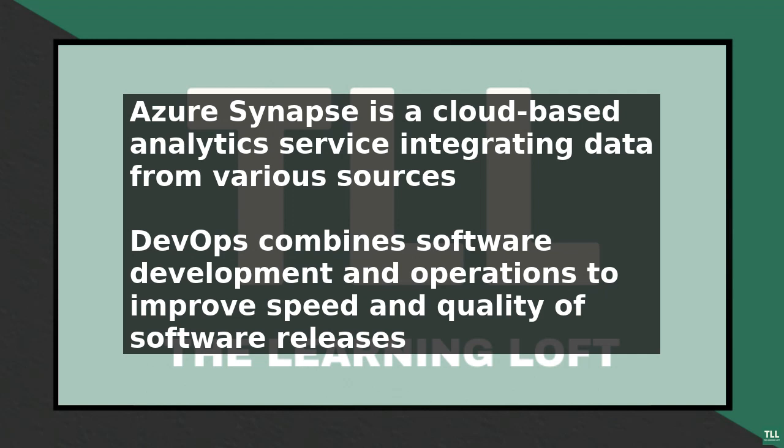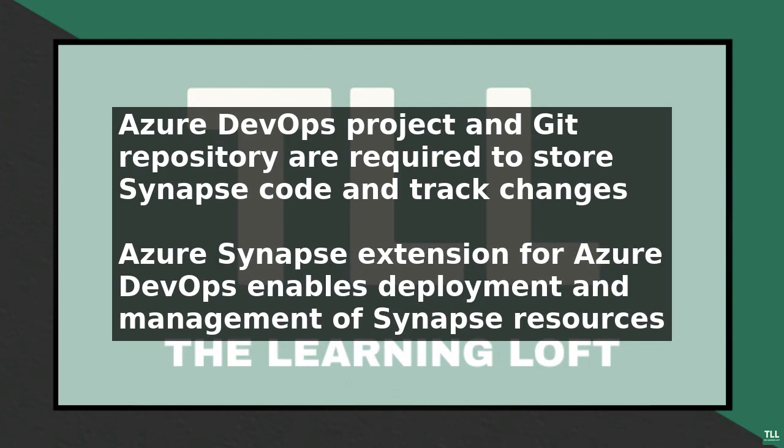To integrate Azure Synapse with DevOps, you need to set up a few key components. First, create an Azure DevOps project and a Git repository to store your Synapse code. Then, install the Azure Synapse extension for Azure DevOps, which will allow you to deploy and manage your Synapse resources.